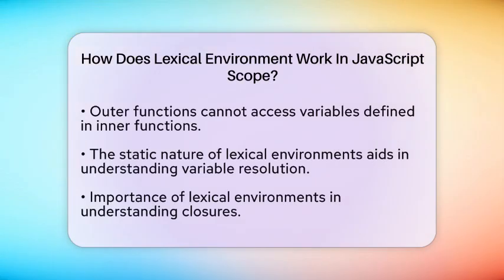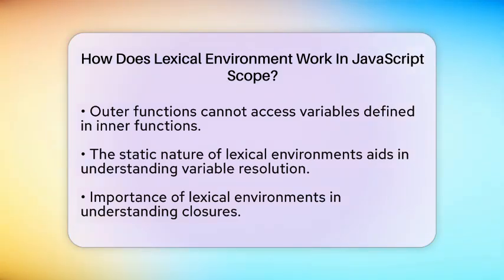Let's consider an example. If you define a function inside another function, you create a nested lexical environment. The inner function can access its own variables and those from the outer function. However, the outer function cannot access variables defined in the inner function. This structure is static and predictable, making it easier to understand how variables are resolved.